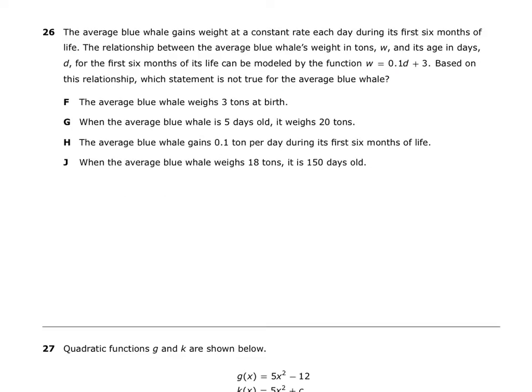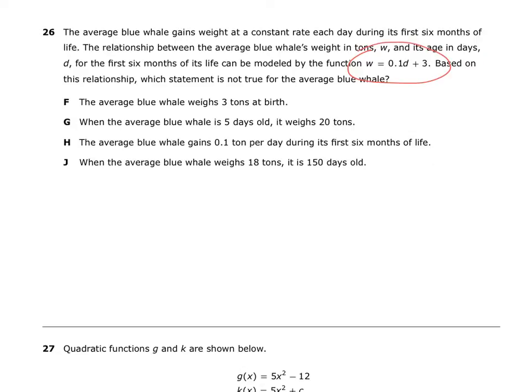On the next page, number 26, we see that the average blue whale gains weight at a constant rate each day during its first 6 months of life. The relationship between the average blue whale's weight in tons, W, and its age in days, D, for the first 6 months of life can be modeled using the function W equals 0.1D plus 3. Based on this relationship, which statement is not true for the average blue whale?